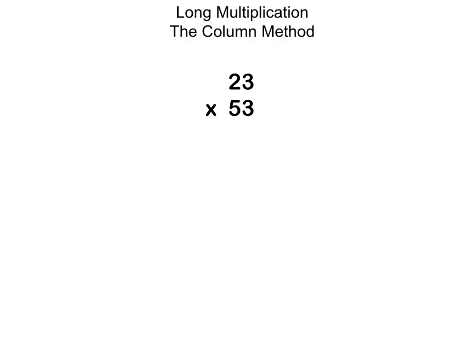We begin with the bottom ones column, in this case a 3. We multiply this number by the top ones column. 3 multiplied by 3 is 9. We stick with the bottom 3 and we then multiply by the top tens column. 3 multiplied by 2 is 6.